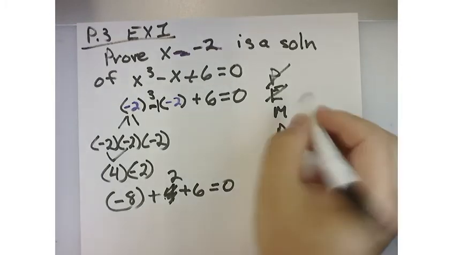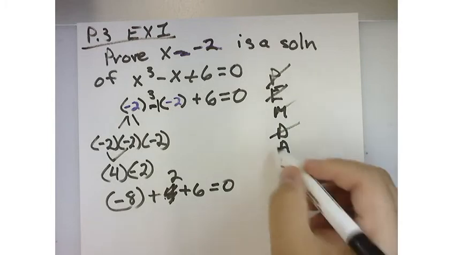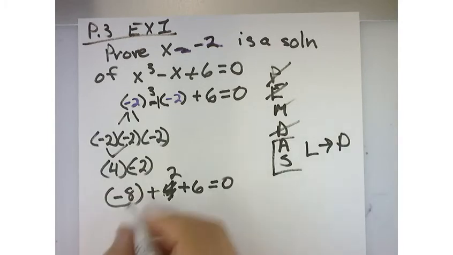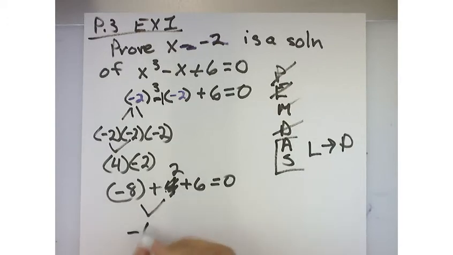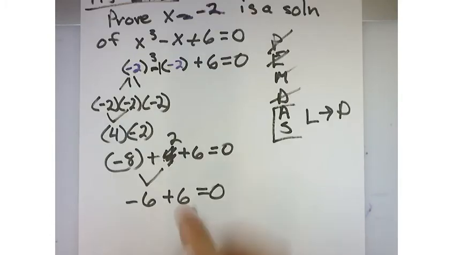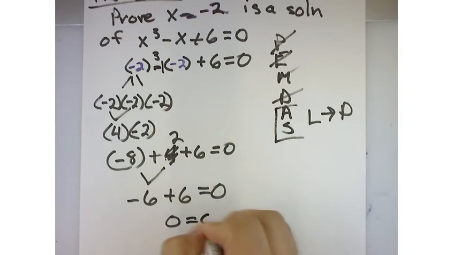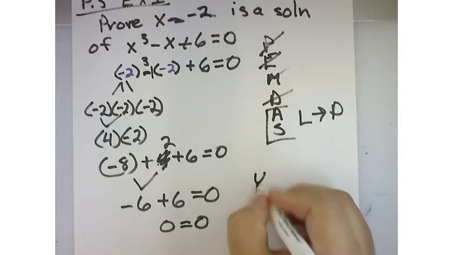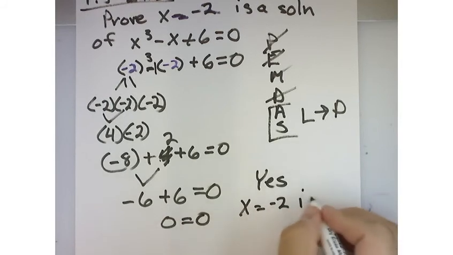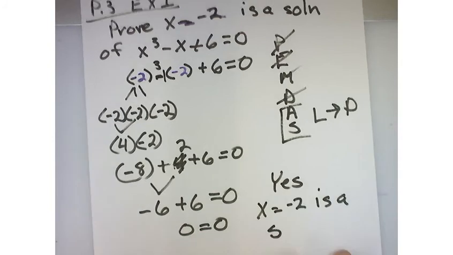So no more multiplication, no more division. Now when you add or subtract, it's always left to right. So we're just going to go left to right. So what is -8 plus 2? -6 plus 6. What's -6 plus 6? 0. Is it true? Is that the solution? Yes. x equals -2 is a solution.